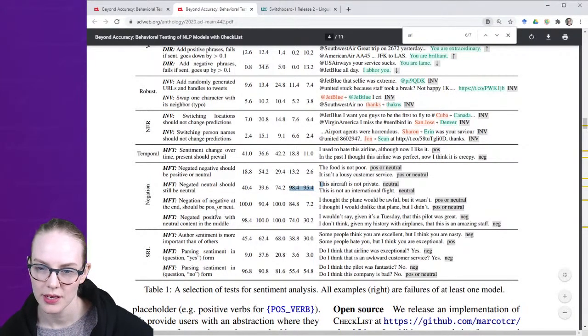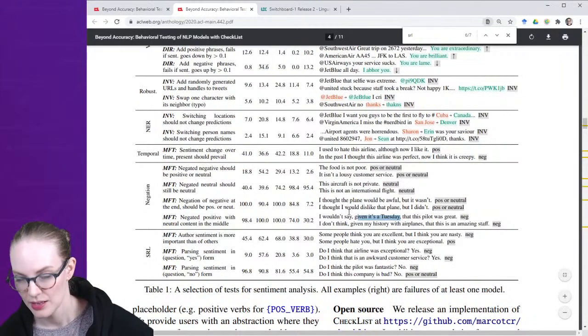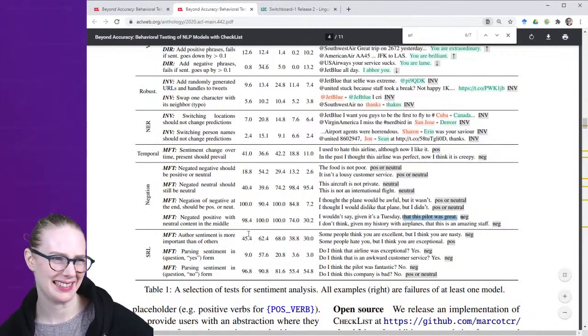And then this one, negated positive with neutral content in the middle. It looks like RoBERTa did better of all of these models, but this looks to be fairly difficult. I wouldn't say, given it's a Tuesday, that this pilot was great. So there is neutral information in the middle that separates the negated verb from its complement. The clause that's attached to the verb.